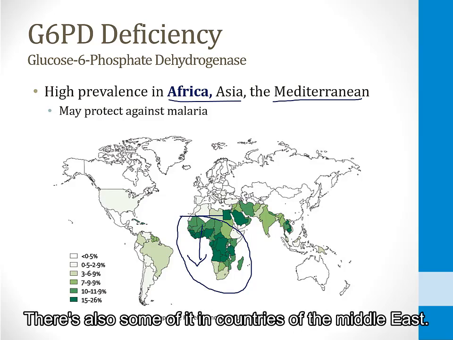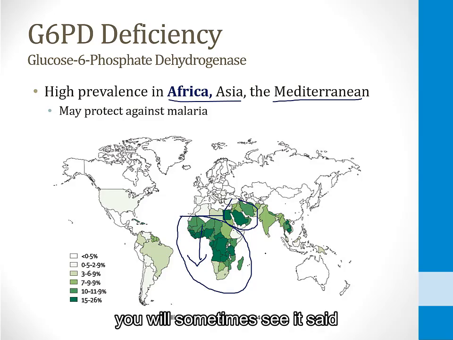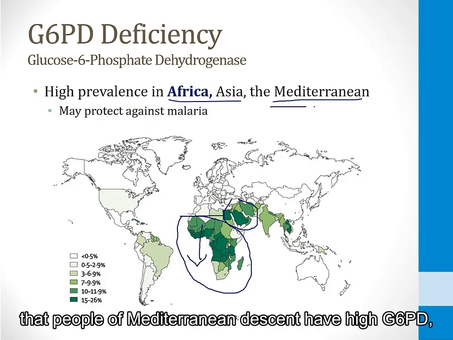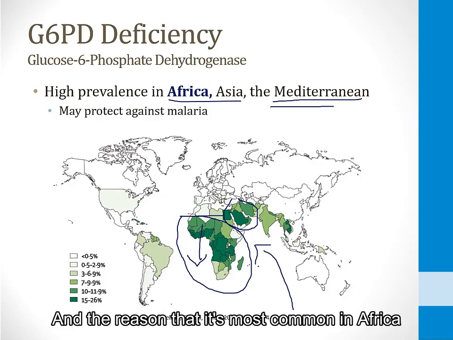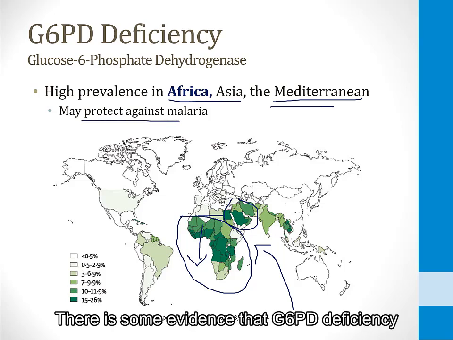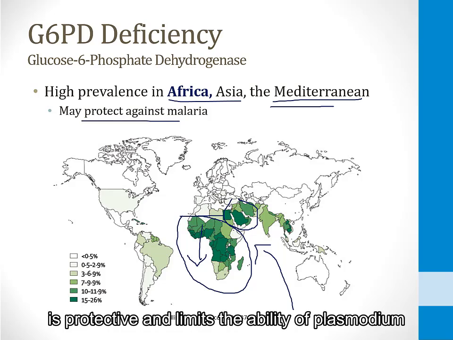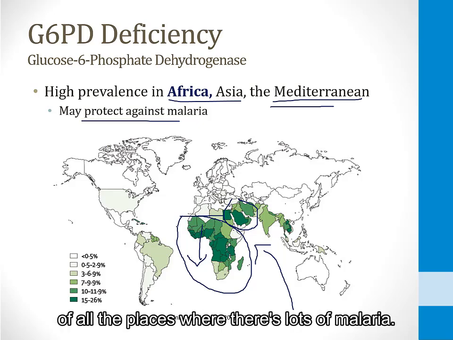There's also some of it in countries of the Middle East, and because they are near the Mediterranean Sea, you will sometimes see it said that people of Mediterranean descent have high G6PD, but really it's mostly a problem in Africa. And the reason that it's most common in Africa is probably because it may protect against malaria. There's some evidence that G6PD deficiency is protective and limits the ability of Plasmodium to infect red cells, and therefore a high prevalence evolved in places where there's lots of malaria.